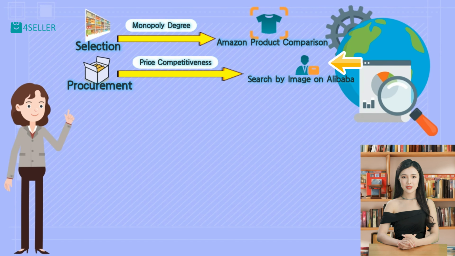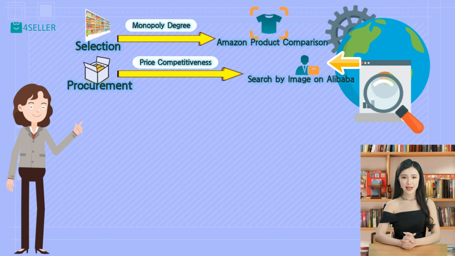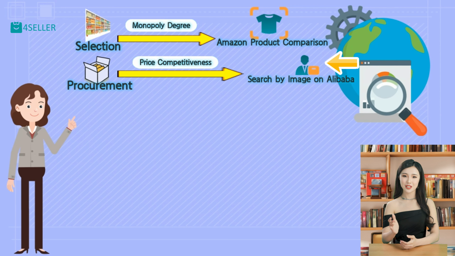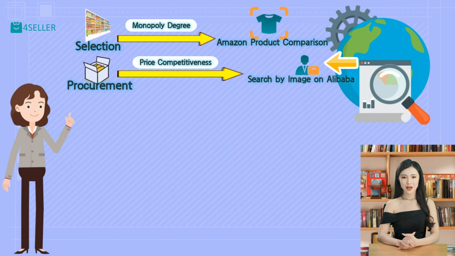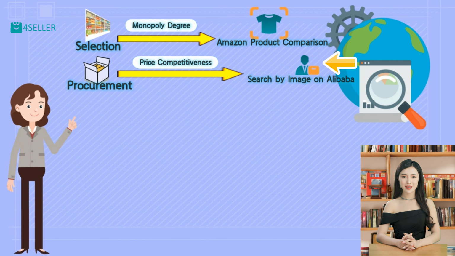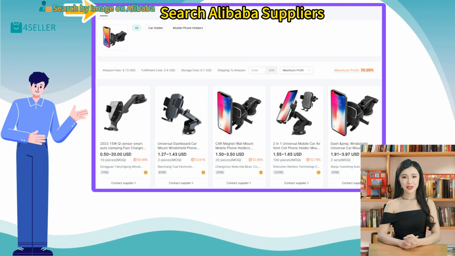Once the product has been selected, where do we look for suppliers? Use the Search by Image on Alibaba tool. It assists Amazon sellers in finding trustworthy, appropriate product suppliers, guaranteeing that both the quality and cost of their goods are competitive. This tool can find trustworthy suppliers on the Alibaba and AliExpress marketplaces.